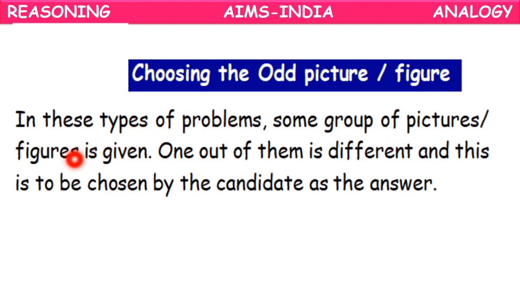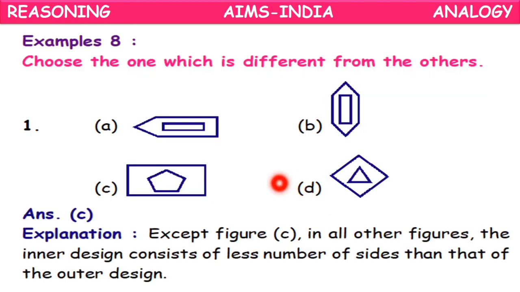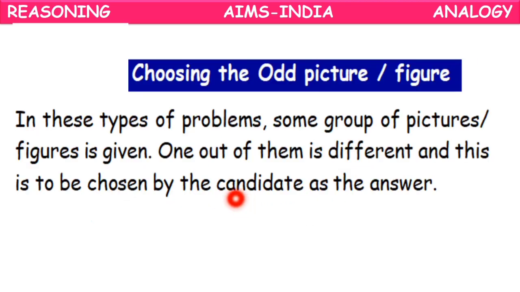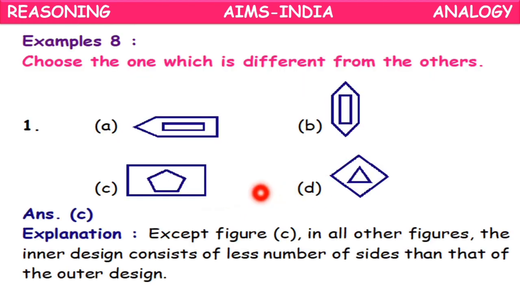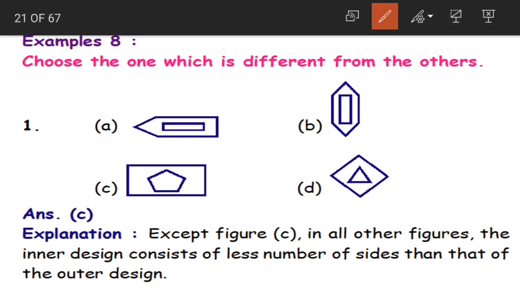Next, choose the odd picture or figure. In these types of problems, some groups of pictures or figures are given. One of them is different, and this is to be chosen by the candidate as the answer. Now, what are they saying? Can you see the 4 different pictures here? Yes. Now, from these 4, one picture is not the same as the others. One is different, so we have to choose the one that is different.